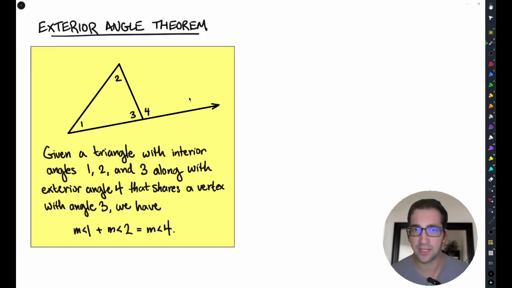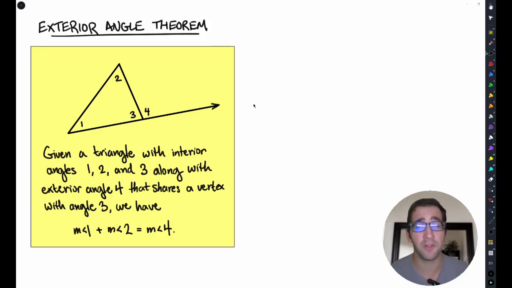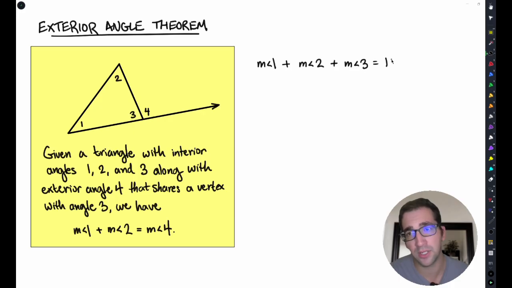Let's identify why this is the case. In order to be able to prove this, we need to recall that inside a triangle, we always have a sum of 180 degrees for our angles. So in a triangle like this, the measure of angle 1 plus the measure of angle 2 plus the measure of angle 3 is equal to 180 degrees. That's a fact that's always true for any triangle, and that's going to form the basis of our proof of this theorem.